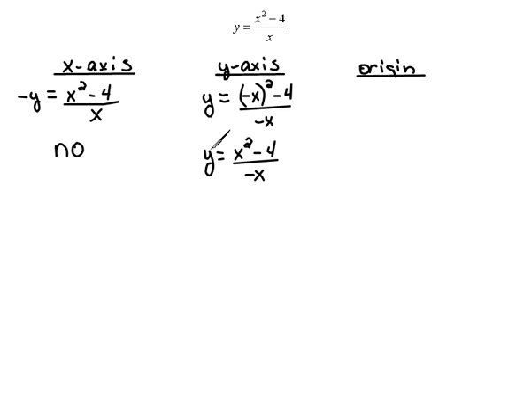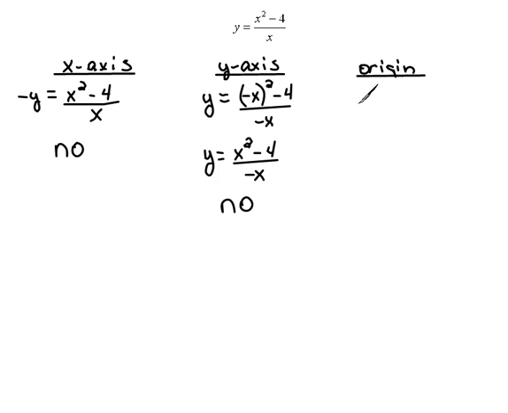Now again, this is not what we started with. The y and the numerator are the exact same, but the denominator is different. So even if I move that negative up to the top, or if I move it to the other side, it doesn't matter. We're still going to have a different equation than what we started with. So there is no y-axis symmetry here.